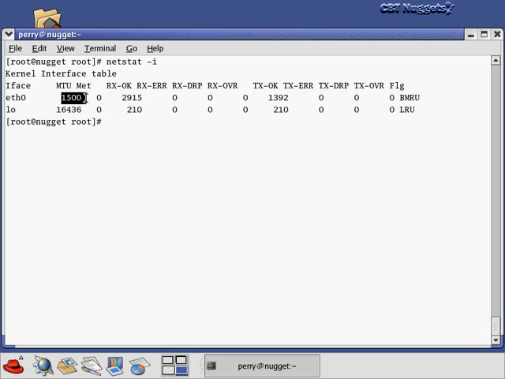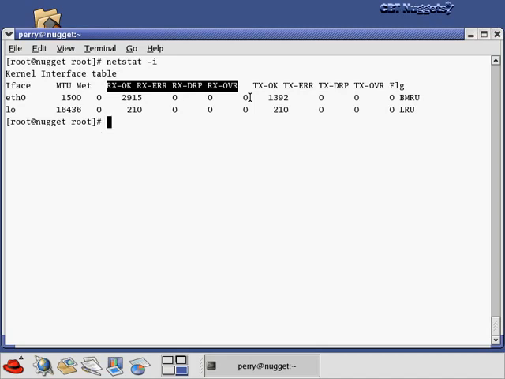Under MTU here, that has to do with the maximum transmission unit, or the size of the packet. Then we've got all of these: RX-OK, RX-ERR, RX-DRP, and RX-OVR. These all have to do with received packets. This is the number of packets we received successfully. This is the number that had errors on incoming packets. This is the number of incoming packets that were dropped. And this is the number of incoming packets that overran the buffer.